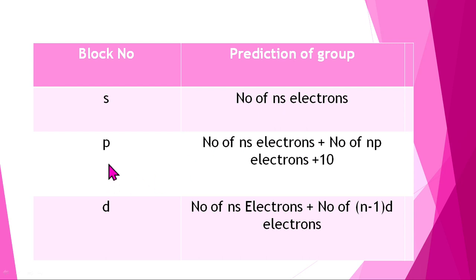If the block is P, then count the number of ns electrons plus np electrons plus 10, that will be equal to the group number. If the block is D, then count the number of ns electrons and (n-1)d electrons, that makes the element's atomic period number. So, now we will do this exercise.